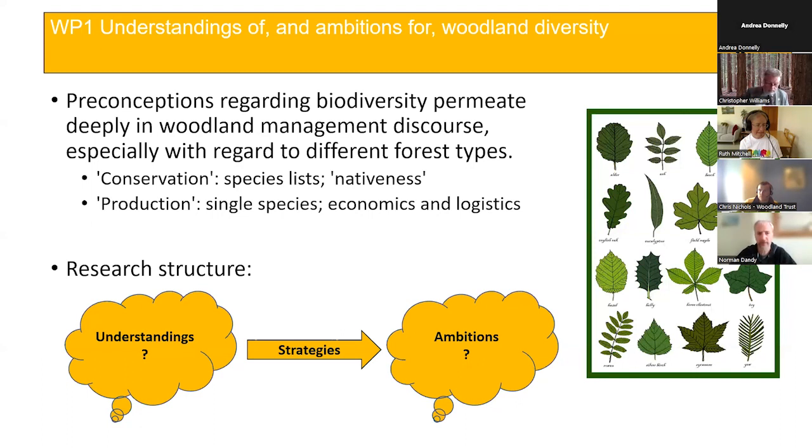So once we understand the current situation, once we understand the ambitions, where we want to get to in the future, of course we have the logical link there, which is how do we get there? What are the strategies for moving from where we are to where we want to be, assuming that we want to diversify in some of our woodlands?